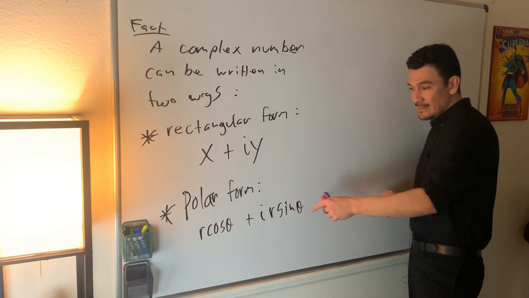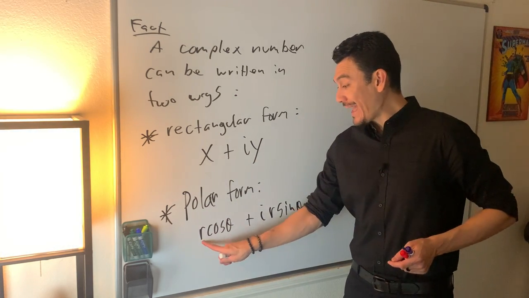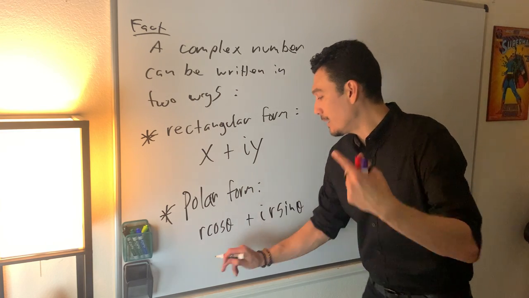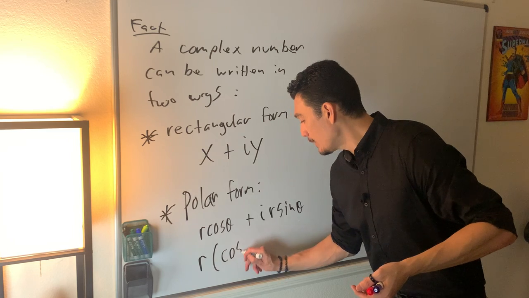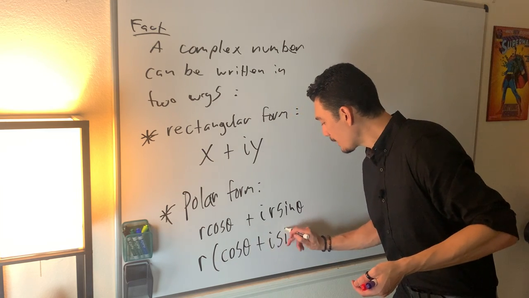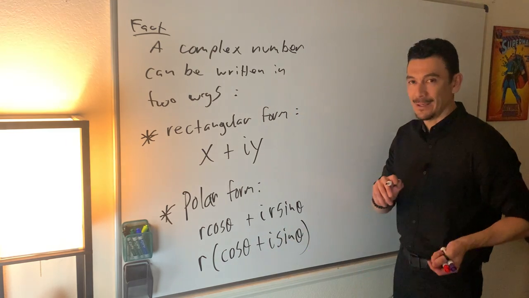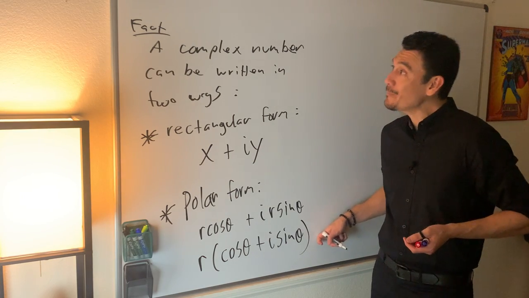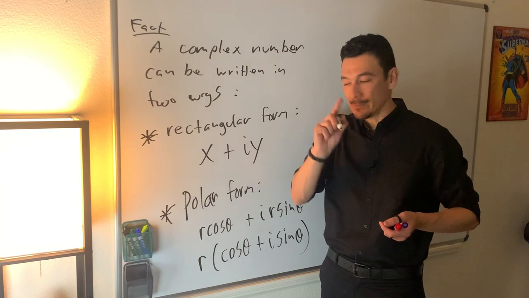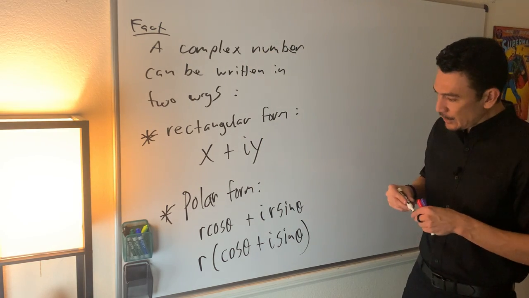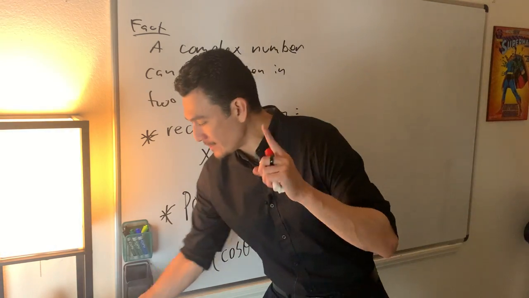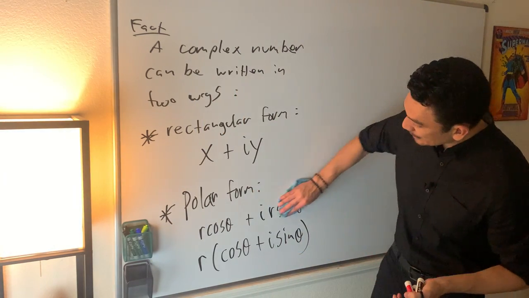But if you notice, both of these terms have r in common, so it's traditional to take out the r to the front. And this is what we call the polar form of a complex number. Let me erase the version above it, because the version beneath it is the best version, and it's the version we're going to use.